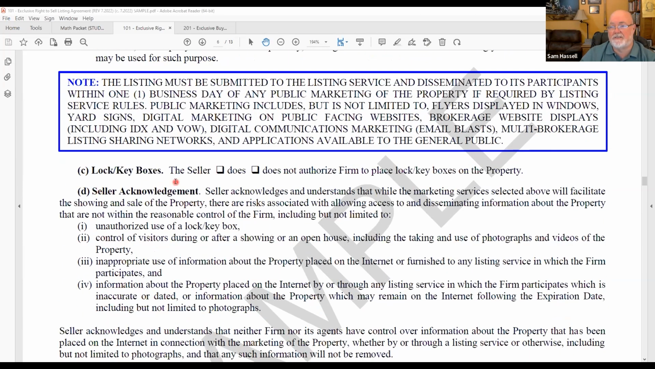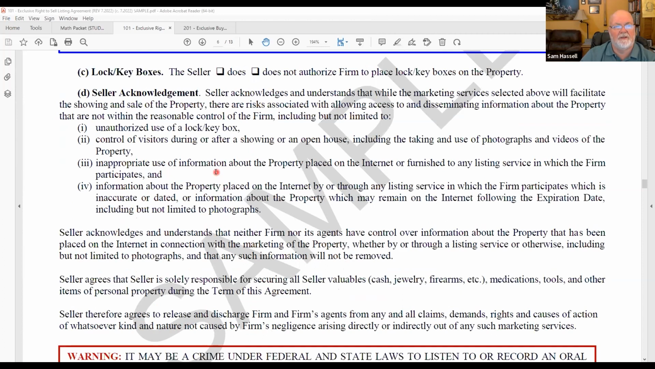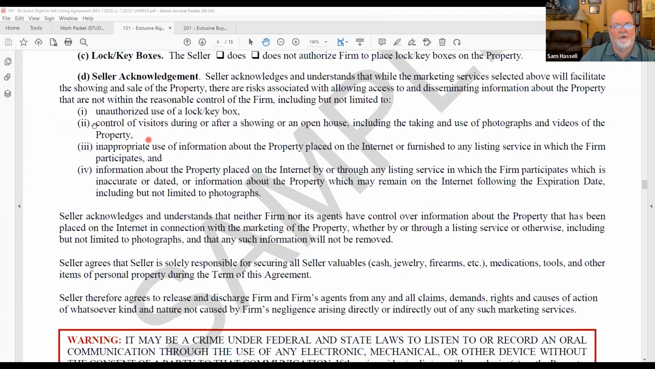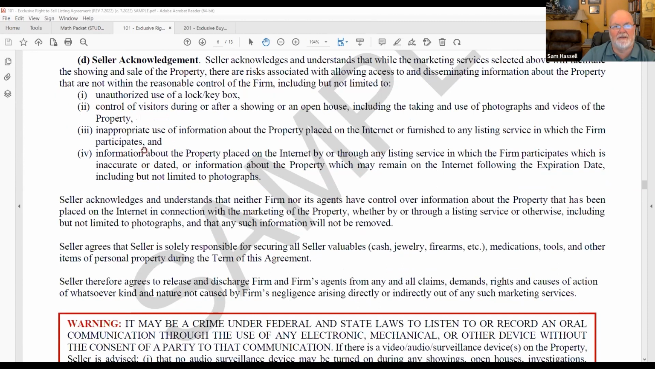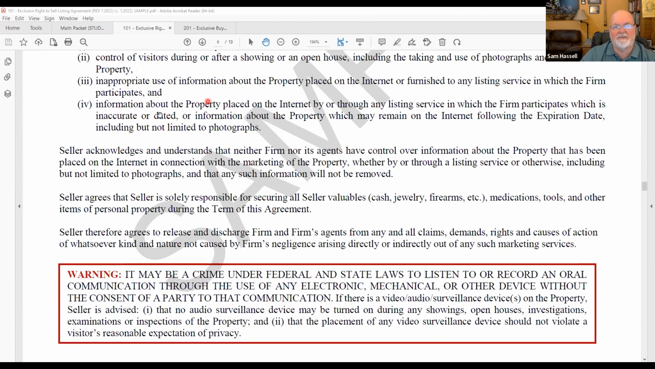Lock boxes and keys, do they want one? Maybe, maybe not. We need authorization. This is a hold harmless. It says that if somebody makes unauthorized use of the key or lockbox, we don't have control of that. Any visitors during an open house, this is basically, they can't sue us if somebody in the open house rips them off. Anybody want to take a guess?